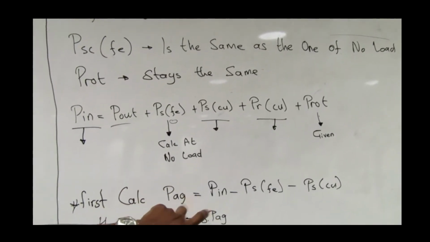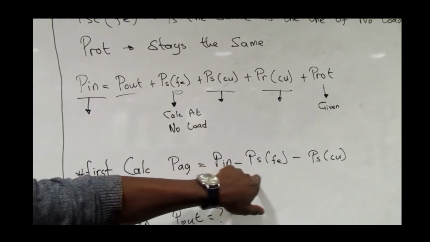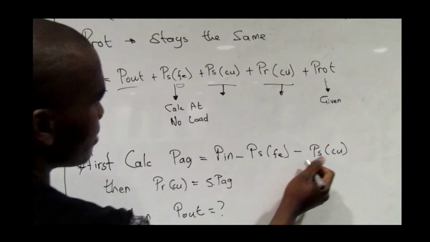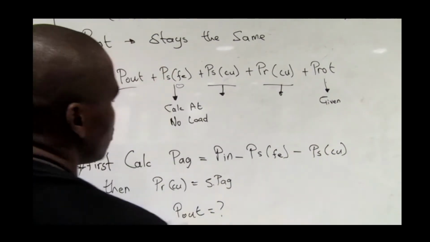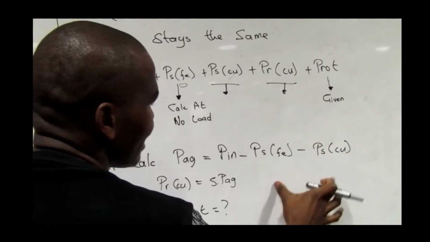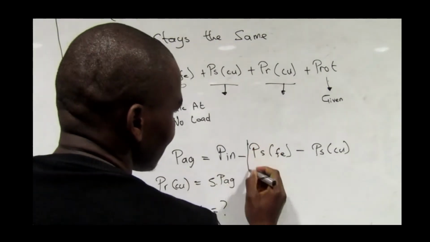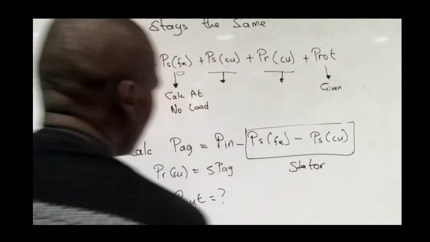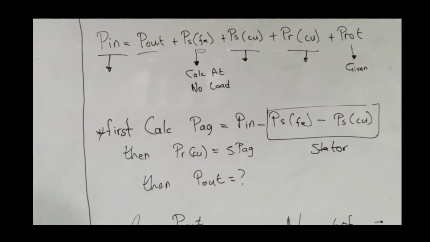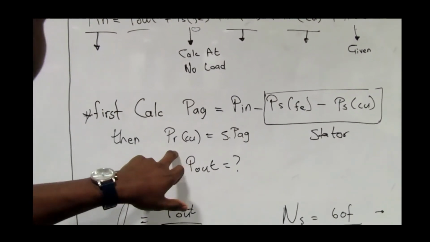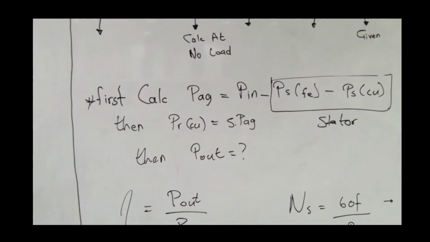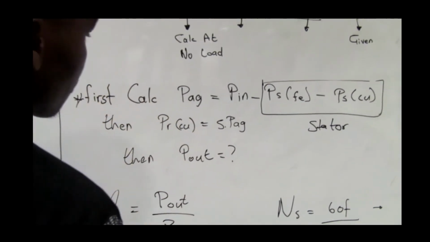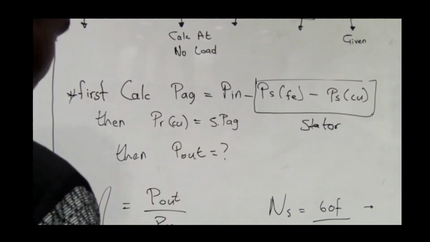Firstly, we're going to calculate P air gap, which is given by P in minus P SFe minus P SCu, which are the losses in the stator. And then our rotor copper losses are given by the slip times the input power to the rotor. Then we find our P out.